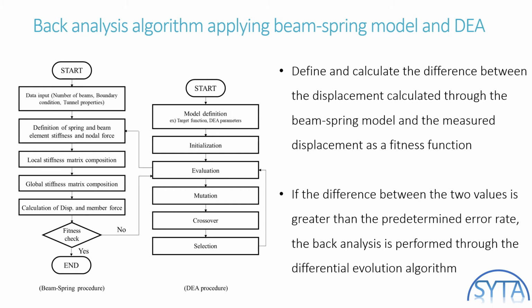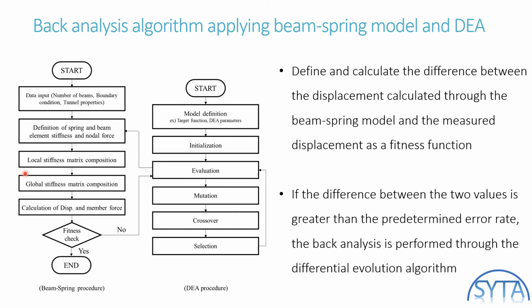The back analysis algorithm combines the above two methods, the beam spring model and the differential evolution algorithm, as shown in this figure. First, the diameter of the tunnel, the number of beams to split the linings, and ground condition are defined. Second, a local stiffness matrix is constructed through the stiffness equations of the beam elements and spring elements, and nodal force matrix is created as a ground condition.